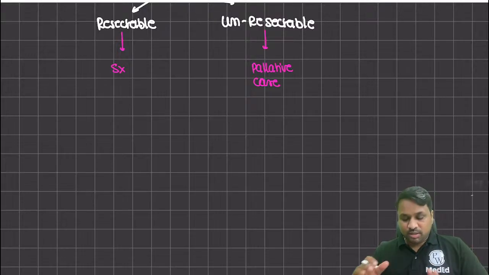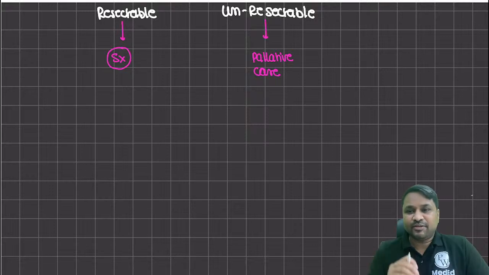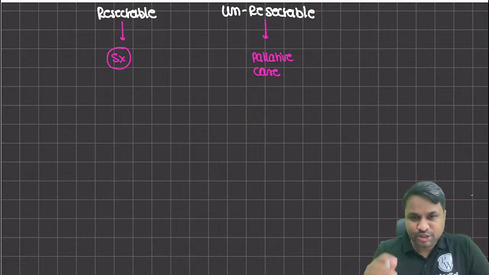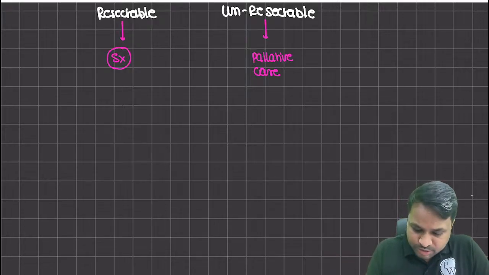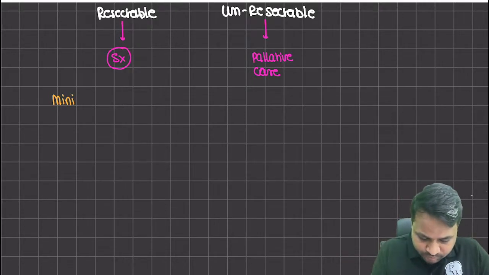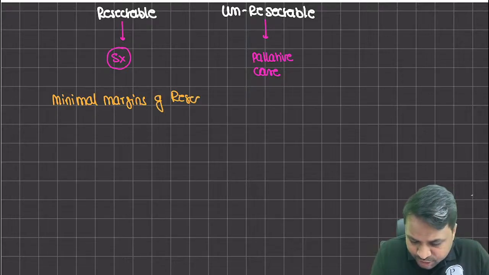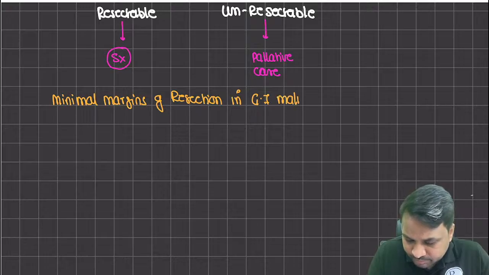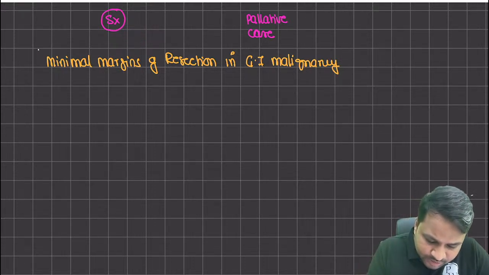Right. So when I say the resectable status or in the context of surgery, now there is criteria for resection, right? So for all GI resections, you have to follow the minimal margin of resection, right? So what are the minimal margins of resection in GI malignancy? That is something that you should be aware of.